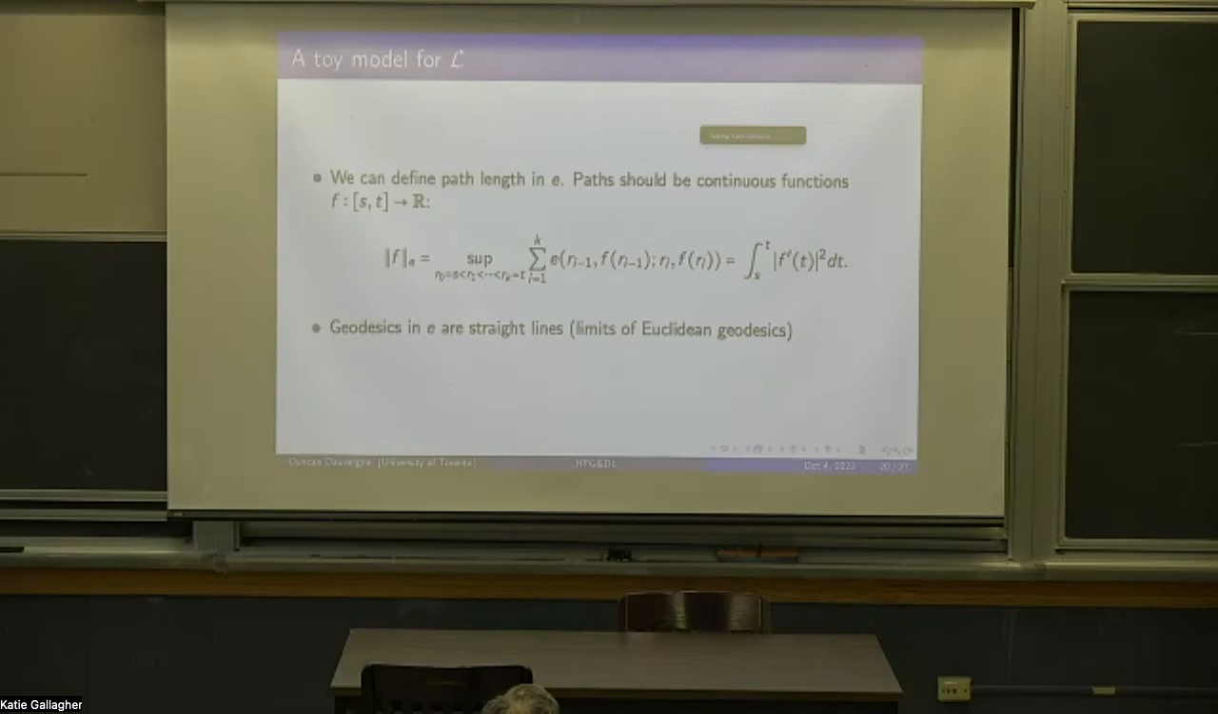So even though this is not actually a metric, you can still talk about geodesics. A geodesic would just be a path whose length is the distance between its endpoints. Geodesics in this world are straight lines. So it's really a simple one. Path length is given by the kinetic energy. Geodesics are straight lines. We have this asymmetry, but it's not really something to worry about.